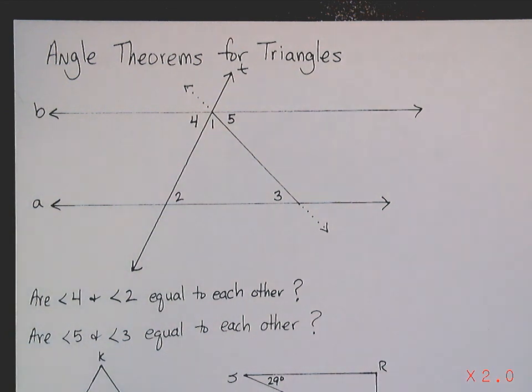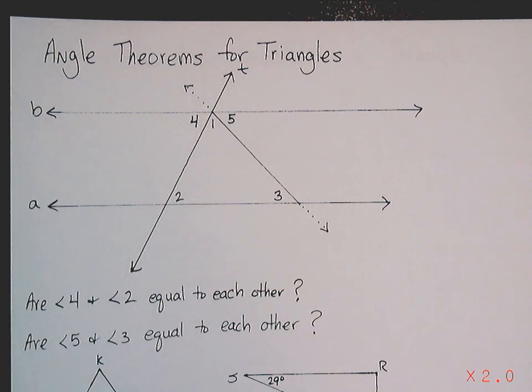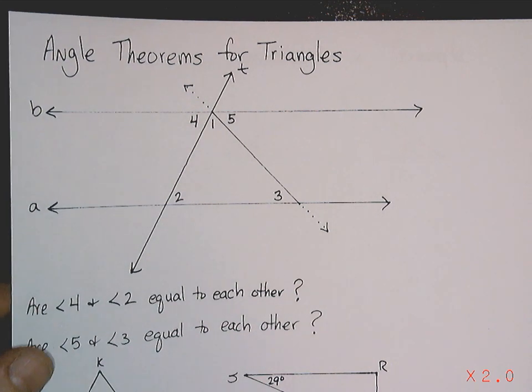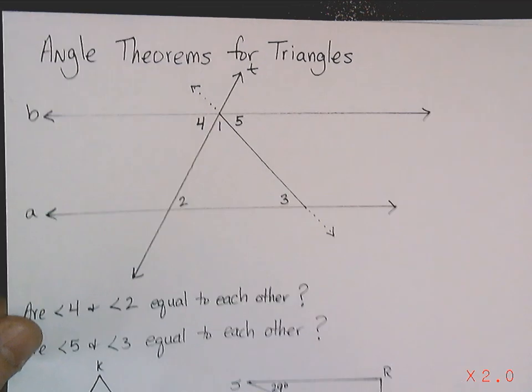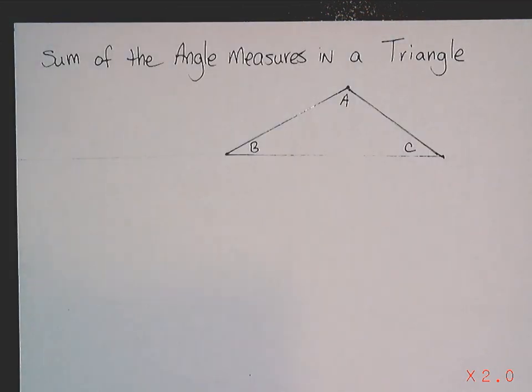Hey guys, this is a lesson on angle theorems for triangles. I think what would be really important, instead of going directly into this, is to talk about how straight angles, or straight lines, as some people call them, and triangles have something in common.